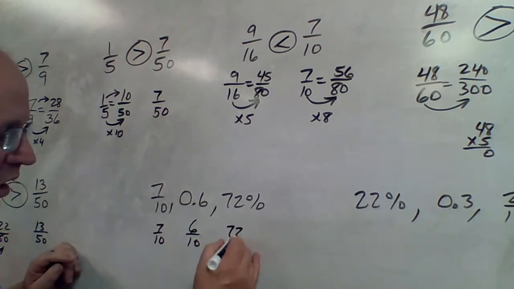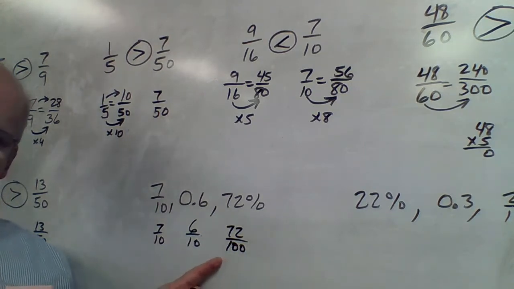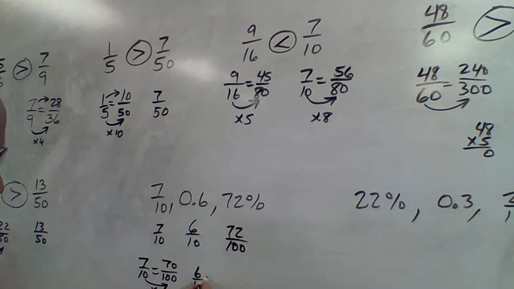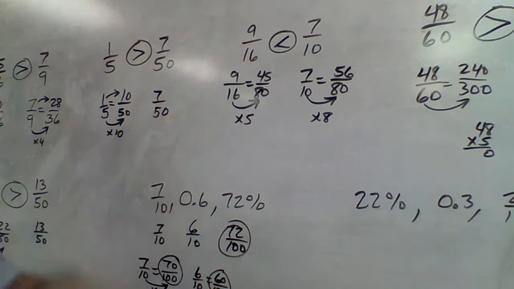Let's change this to a fraction. If I change it to a fraction, I get 72 hundredths. But that's not in tenths, is it? I wonder if I can change these two into hundreds. I sure can. 7 tenths is 70 hundredths because it's a multiplying by 10 pattern. And 6 tenths is 60 hundredths because it's a multiplying by 10 pattern. So now I've got these three fractions to compare. Which one's the smallest? This one right here. So I'm going to put this one as my first answer. Can you see that? No, I can't.